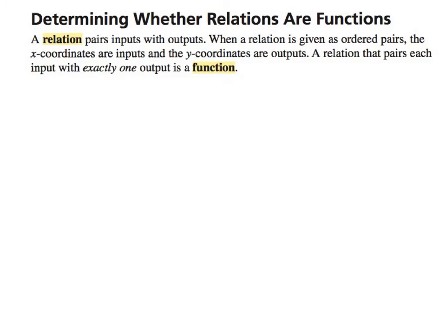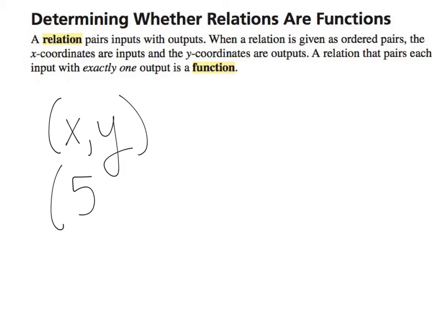All right, so the first thing we're going to do is determine whether a relation is a function. Let's first go over our vocab words because you need to know what a function and a relation are. Now, a relation pairs inputs with outputs. So let's go over the very basics. A relation is like this. The point (5, 4). That's it. That's all a relation is.